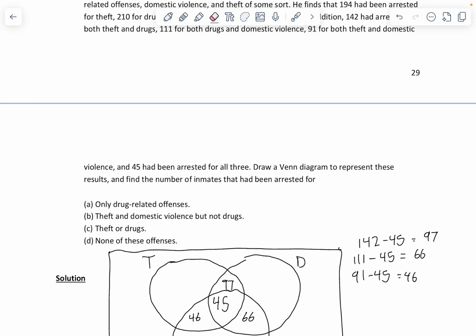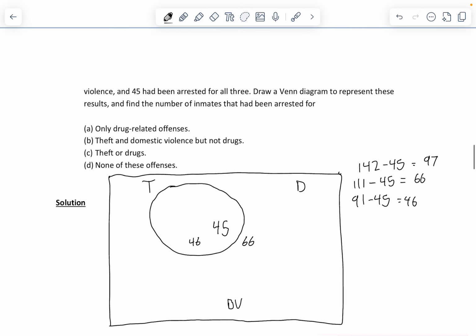I still don't like my 97 there. Oh, shoot. Sorry about that. Did not mean for that to happen. Try this again. Sometimes my electronic pencil just doesn't work very well. Is that right? 45, 66. All right. Okay, so this is what we're looking like so far. Sorry, my circles are not perfect circles, but we'll make the best of it.